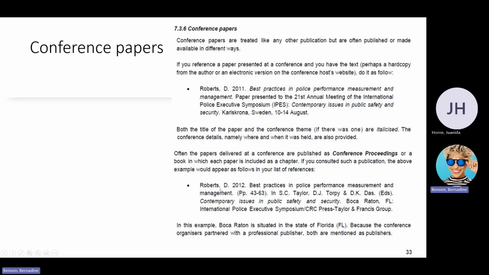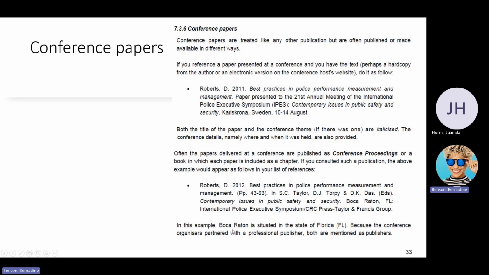You would have the surname of the author or authors, you would have the date, then you have the title of the paper. Now, in the conference proceeding, which is not published, your paper is in italics, but in the conference proceedings, which is published, your paper is not in italics. It will have the page numbers, and then it will have the editor's names. The name of the journal is published, and then a place of publication, and then the publishers as well.